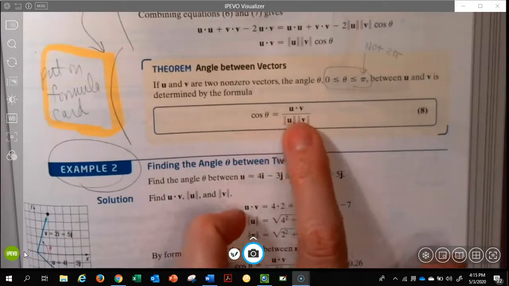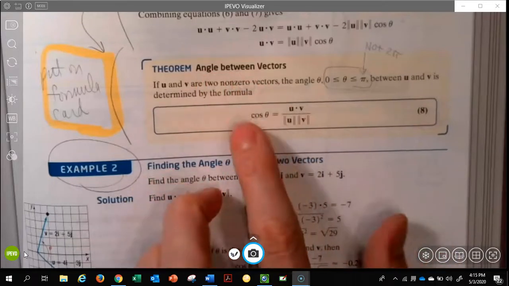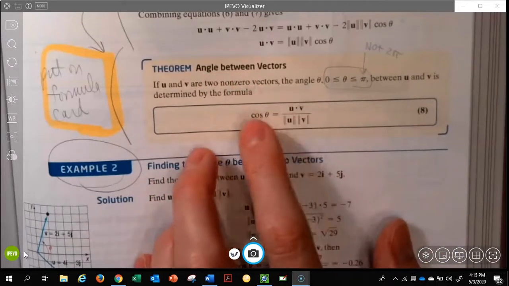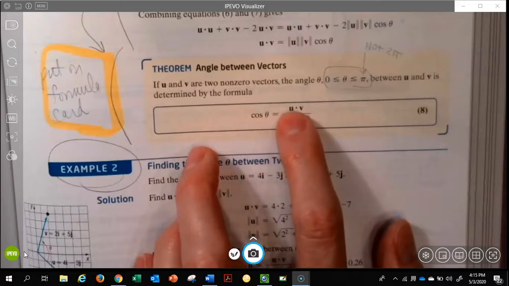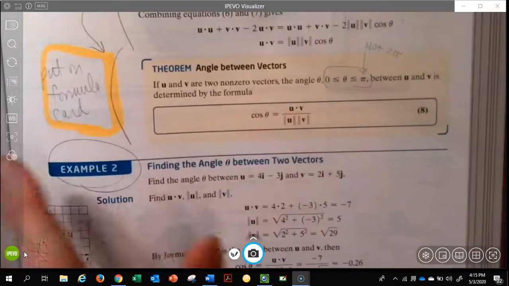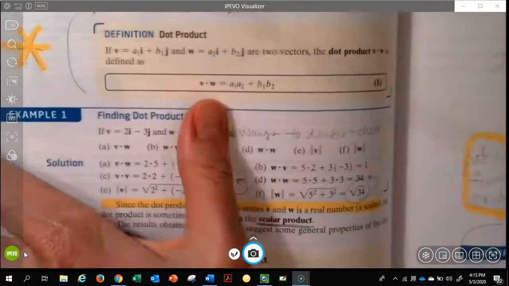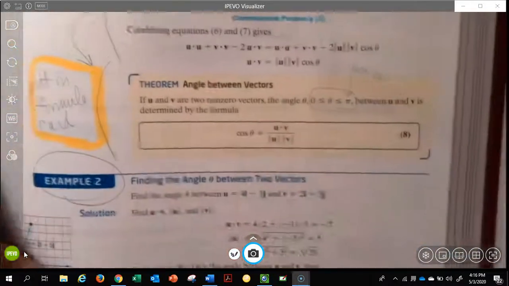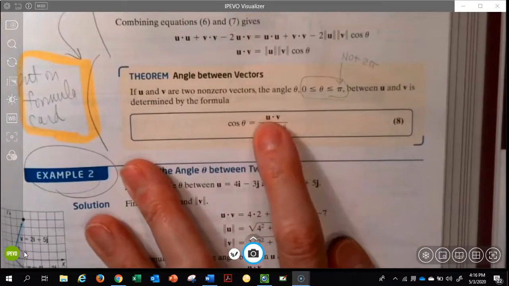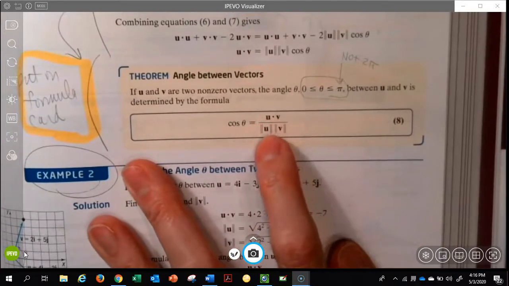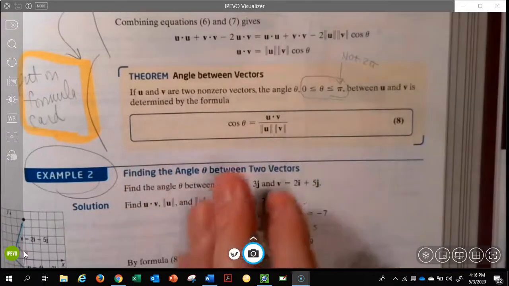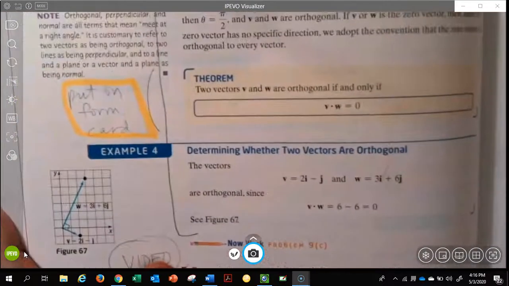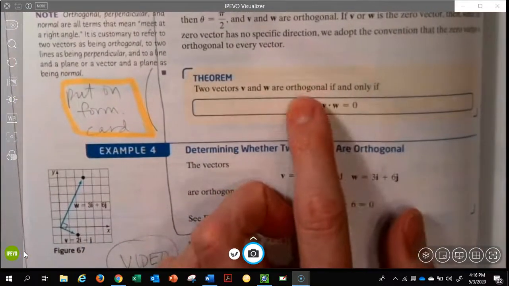I would jot down this formula on your formula card as the angle between the vectors. As you see here, the cosine of some angle is going to be vector u, not times, but a while ago we saw it's called the dot product. So it's the dot product between vector u and vector v, divided by the magnitude of vector u times the magnitude of vector v. I want you to also jot on your formula card this word called orthogonal.